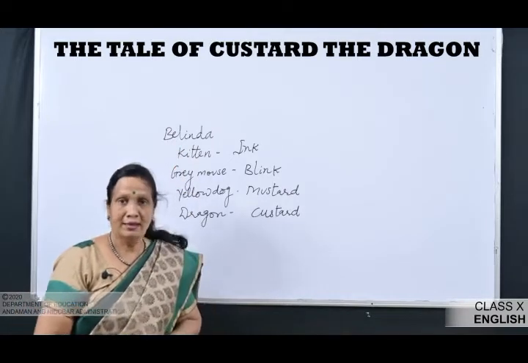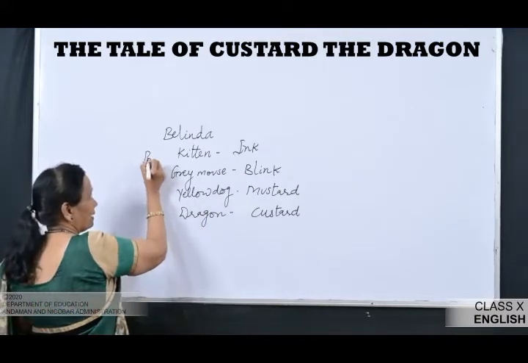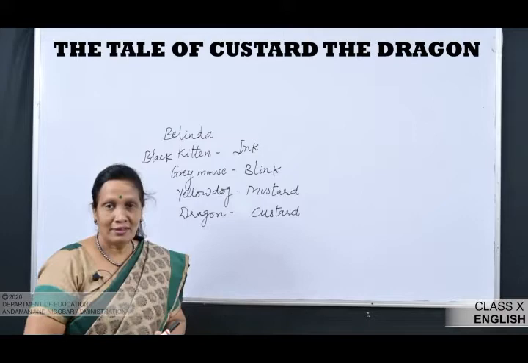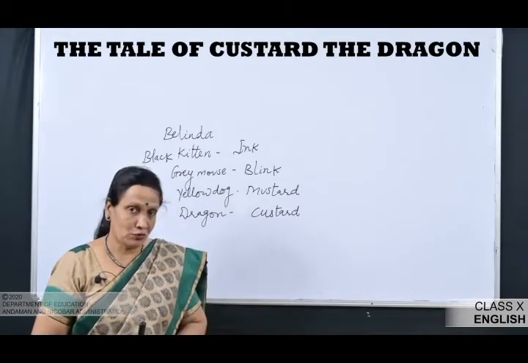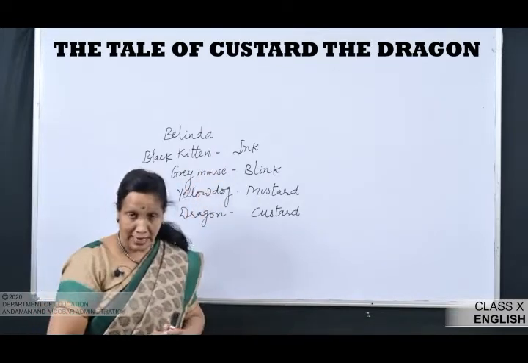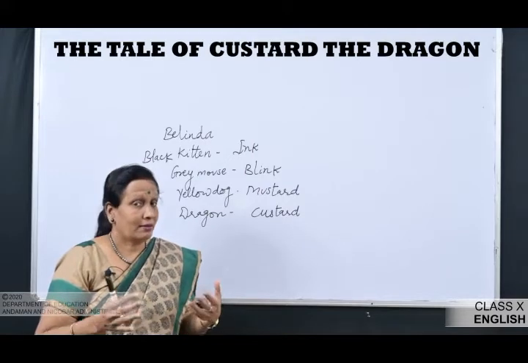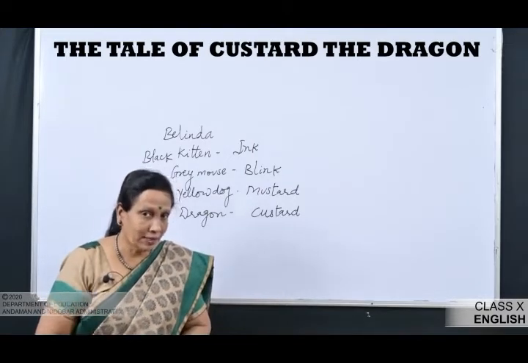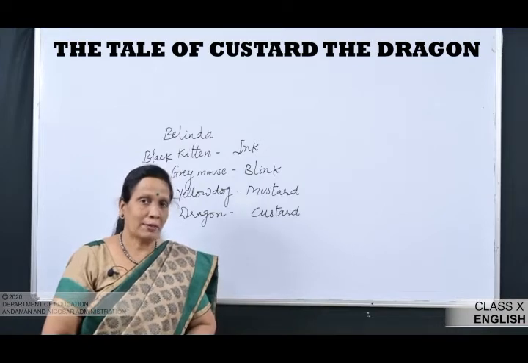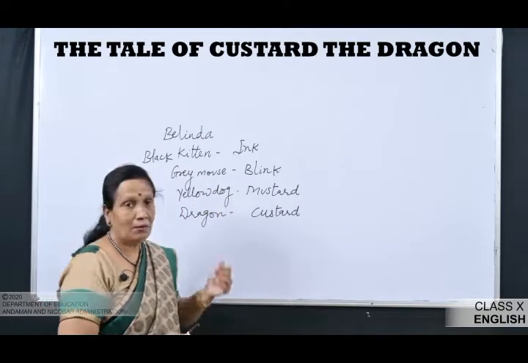Now Belinda is a little girl and these are her pets. The kitten was black in color. So do you have pets with these names, children? The names of her pets are also strange for us. So the kitten was named Ink, the mouse was named Blink, and the dog was yellow, and you know that mustard flowers are yellow in color. You might have seen mustard fields whenever you have traveled to the mainland. So since the dog was yellow in color, she named the dog Mustard.